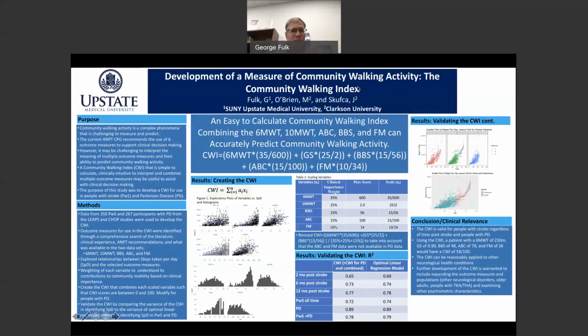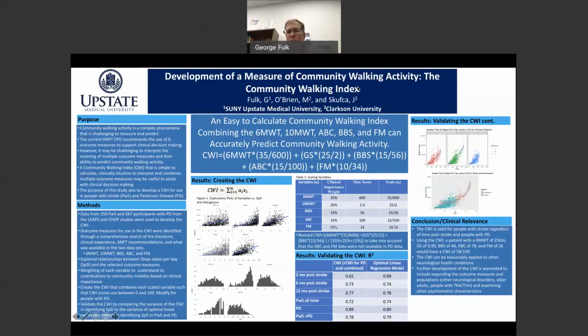A clinician could use the CWI by plugging the patient's scores on the 6-minute walk test, gait speed, Berg Balance Scale, ABC, and Fugl-Meyer into the CWI equation to get a score between 0 and 100, with higher scores indicating more real-world walking activity. Our second bullet in the conclusion section illustrates a resulting CWI score from specific scores on the different outcome measures.